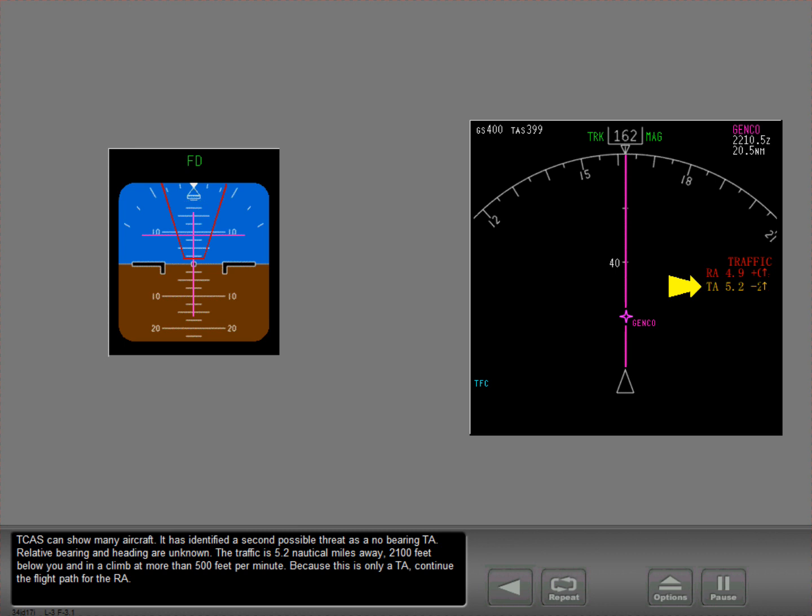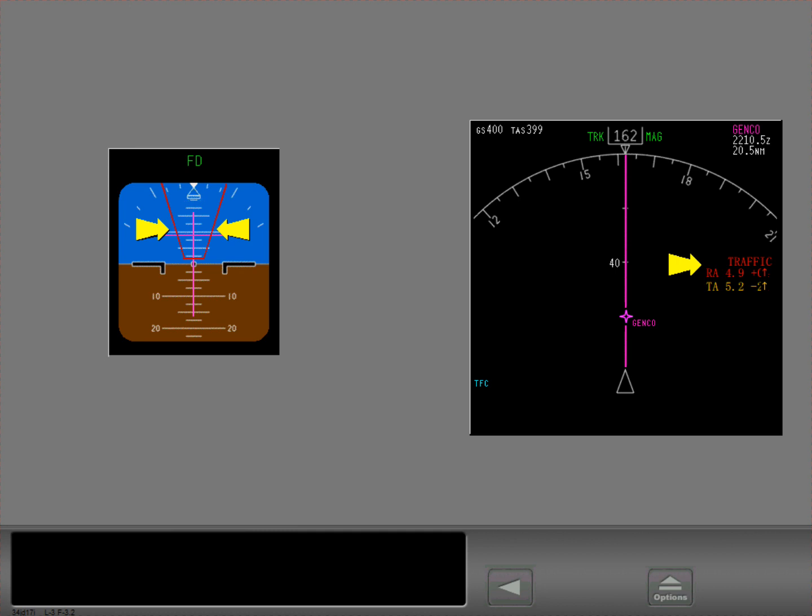Relative bearing and heading are unknown. The traffic is 5.2 nautical miles away, 2,100 feet below you, and in a climb at more than 500 feet per minute. Because this is only a TA, continue the flight path for the RA.